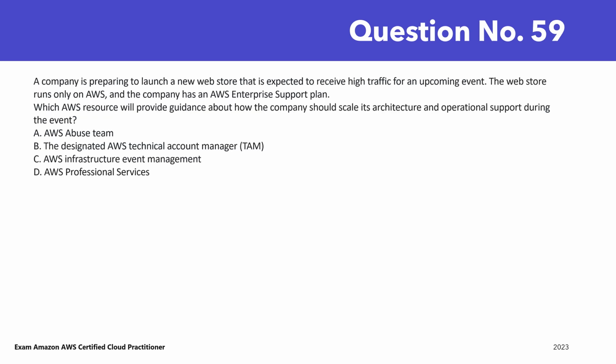A company is preparing to launch a new web store that is expected to receive high traffic for an upcoming event. The web store runs only on AWS, and the company has an AWS Enterprise Support plan. Which AWS resource will provide guidance about how the company should scale its architecture and operational support during the event? A. AWS Abuse Team. B. The designated AWS Technical Account Manager, TAM. C. AWS Infrastructure Event Management. D. AWS Professional Services. Correct answer, B.